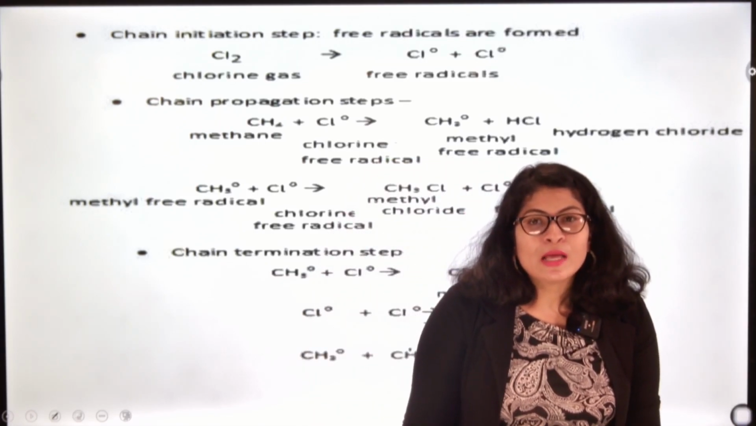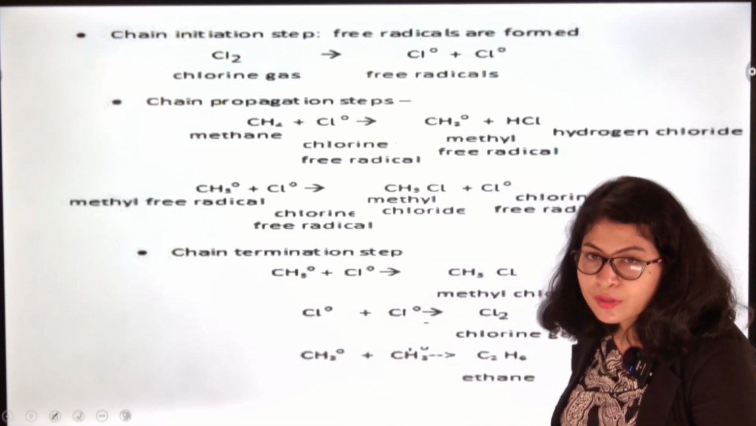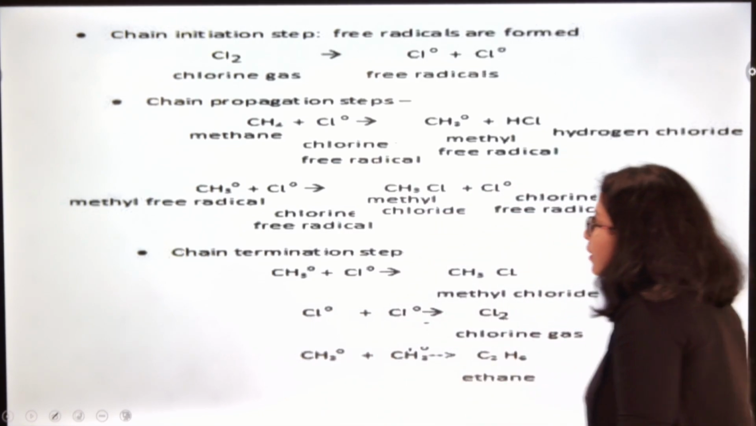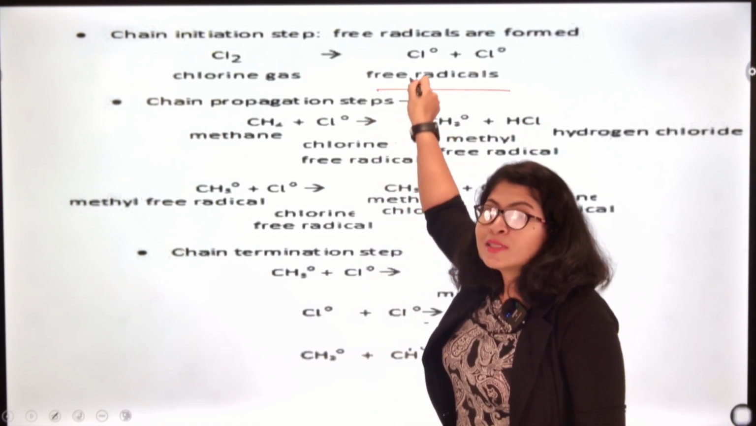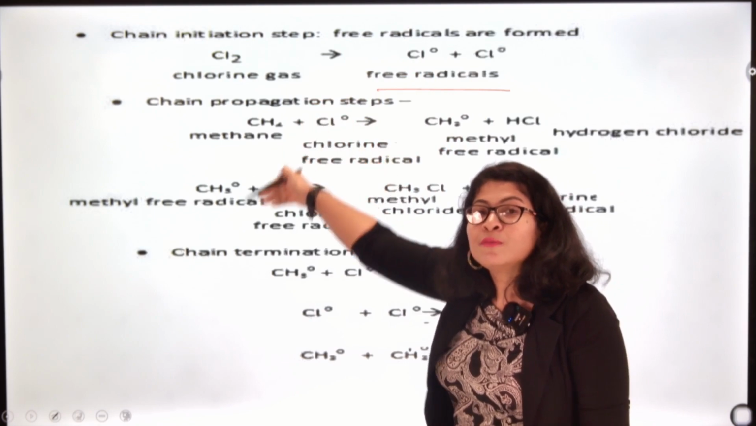So in the first step, what happens? It is called a chain initiation reaction. Here, free radicals are generated. The chlorine gas breaks up into chlorine free radicals. Now this chlorine free radical provides a strength for the further reactions.